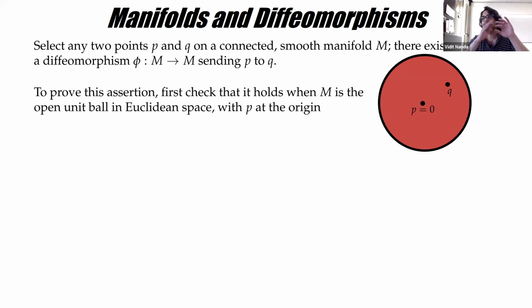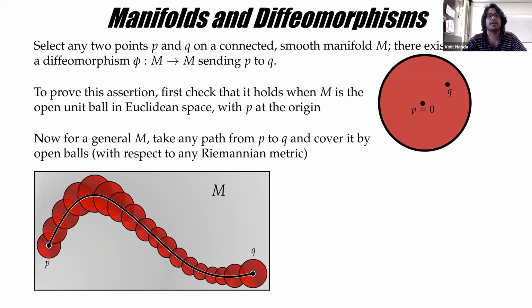All you need is a function that sort of decays radially as you leave the unit ball, and then you can point it in any direction you like, generate a nice vector field, and check that the property holds in the ball. And once it holds in the ball, you put any Riemannian metric you like on your smooth manifold. Take a path from your point P to point Q, cover it with balls, and then exploit the fact that you know that this is true.